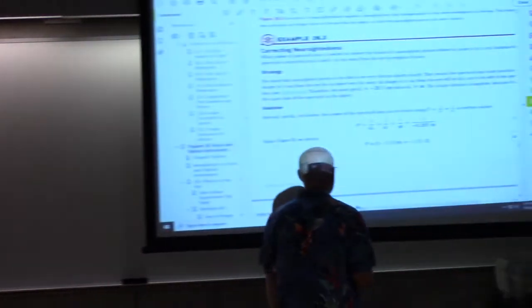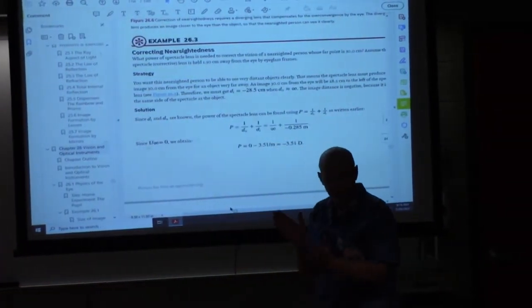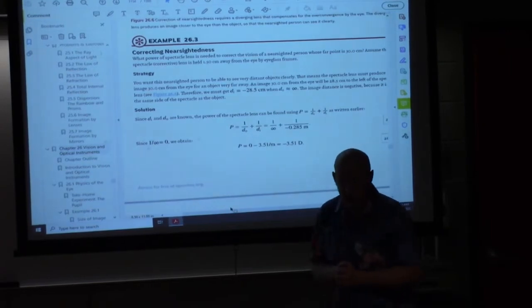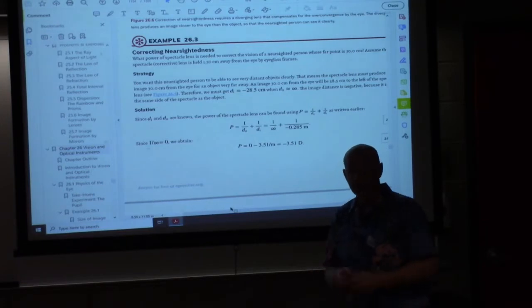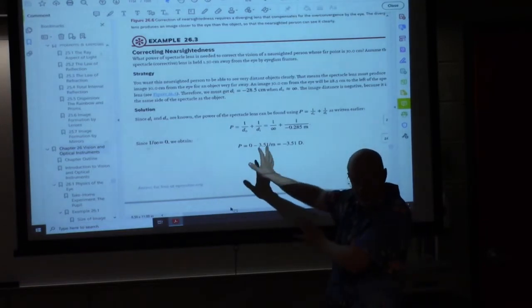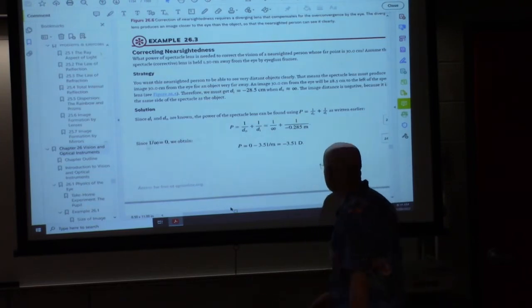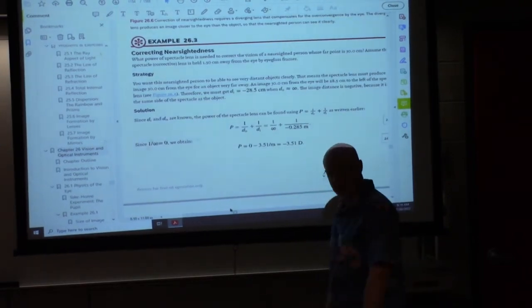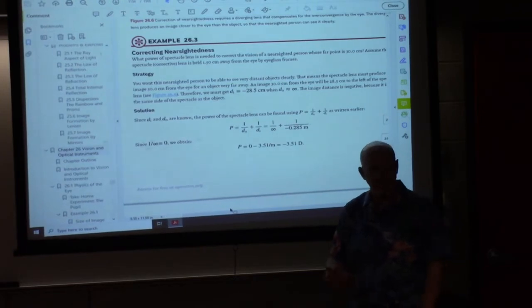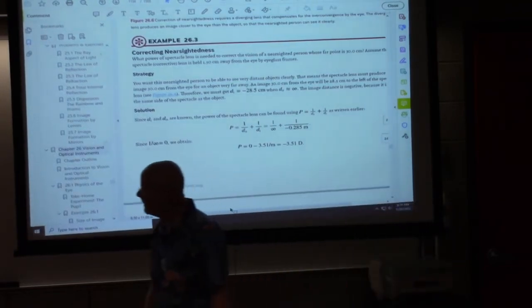Remember, going back to the last chapter, we have to watch those signs. The converging lens had a positive focal length. The diverging lens, and that's the one that's correcting the nearsightedness, has a negative. So sure enough, that's what your author gets here. It says negative 3.5.